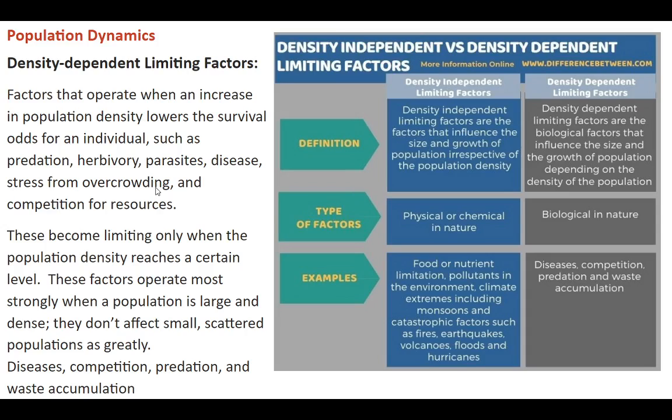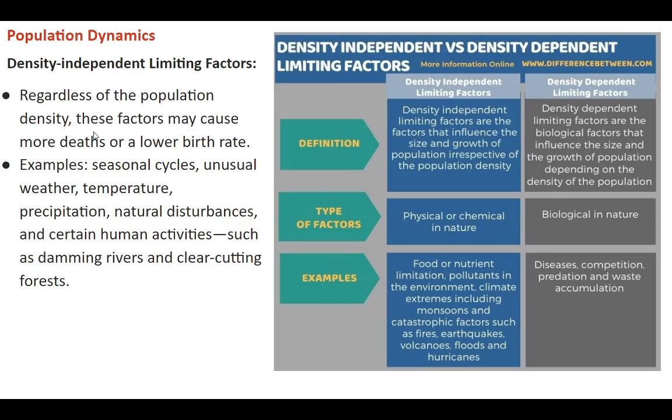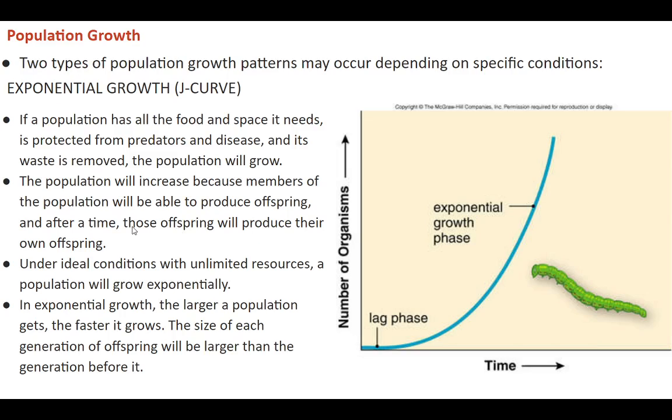and if so, these factors kick in. Now there's another type of factor called density independent factors, which literally has nothing to do with the population. It's going to happen whether the population is high or low. These are things like seasonal cycles, unusual weather, temperature, precipitation, natural disturbances, even human activities such as damming rivers and clear cutting forests, which had nothing to do with the population being high or low. It just happened. So these have an effect on the population as well, and it really doesn't matter what their density is, whether it's high or low. So that's another example.